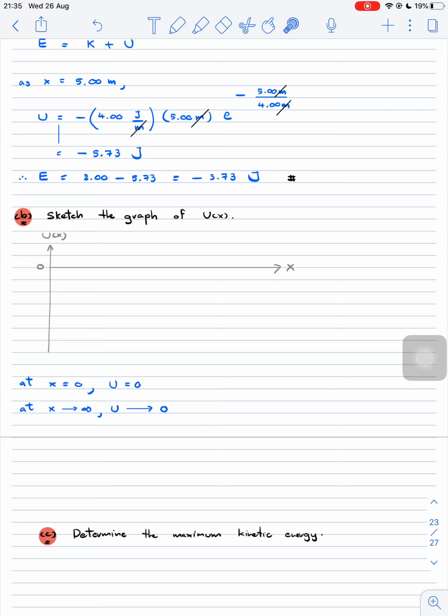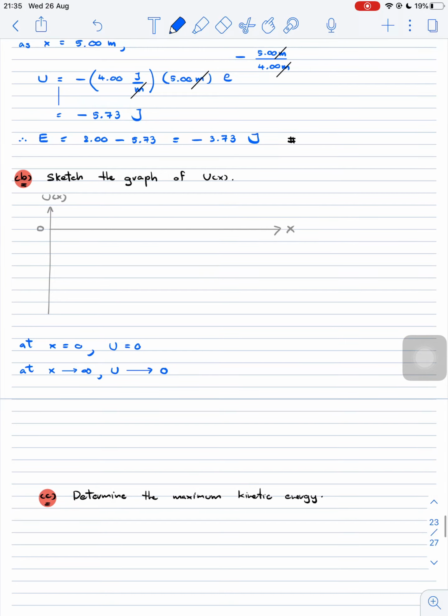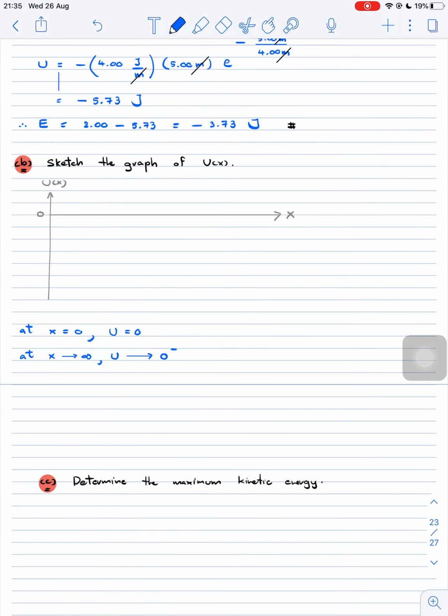But now, does it tend to positive 0 or negative 0? You can see that we have this negative sign, so it just tends to 0 from the negative side. Then the function, you can guess, should be something like here, come down and go to something like this. Because when x equals 0, u is exactly equal to 0. But when x goes to infinity, u tends to 0 from the negative side, from this part, not from this part.